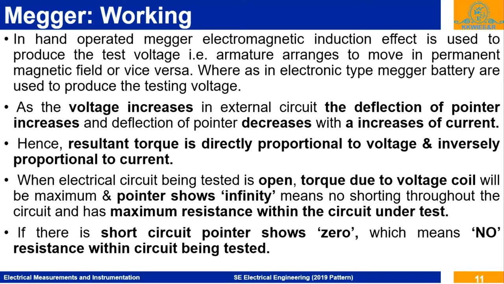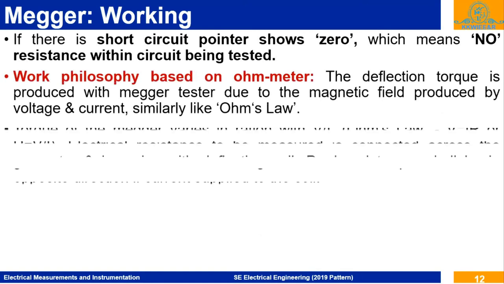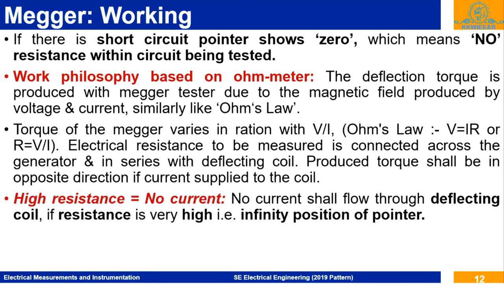Okay, so this is what we see in the animation. If there is a short circuit, the pointer shows 0, which means no resistance within the circuit being tested.